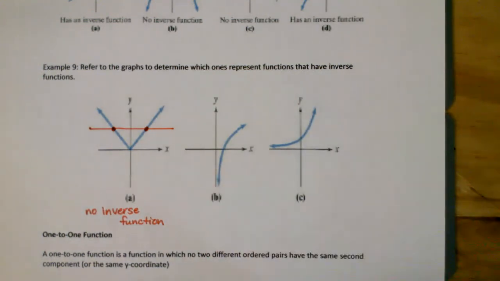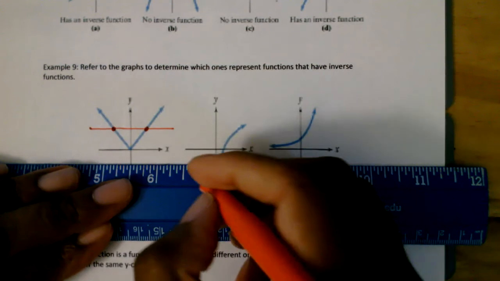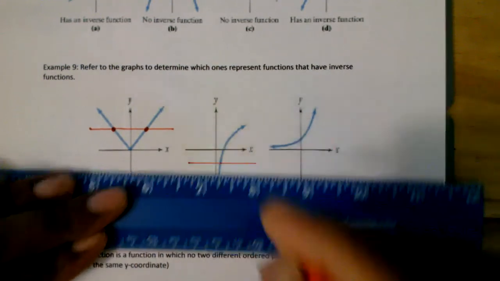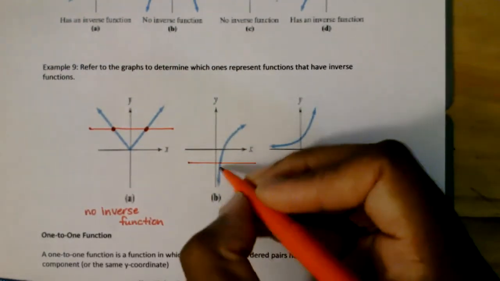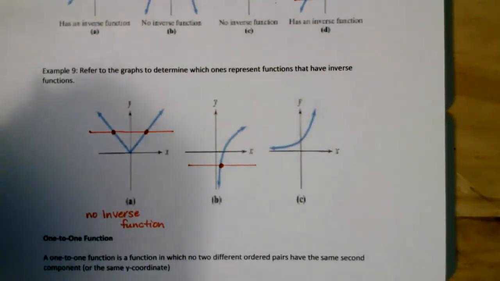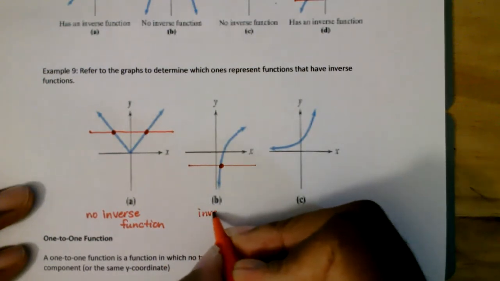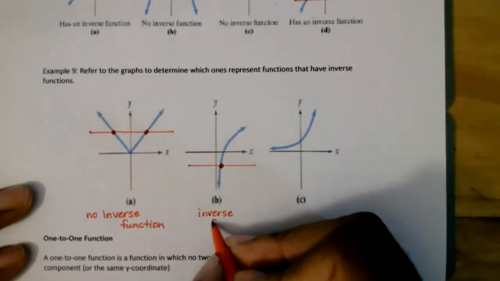Let's look at graph B. I want to know if that has an inverse function. Well, in this case, I can draw the horizontal line anywhere. You can see that horizontal line is only crossing the graph at one place and only one place. So that means graph B has an inverse function.